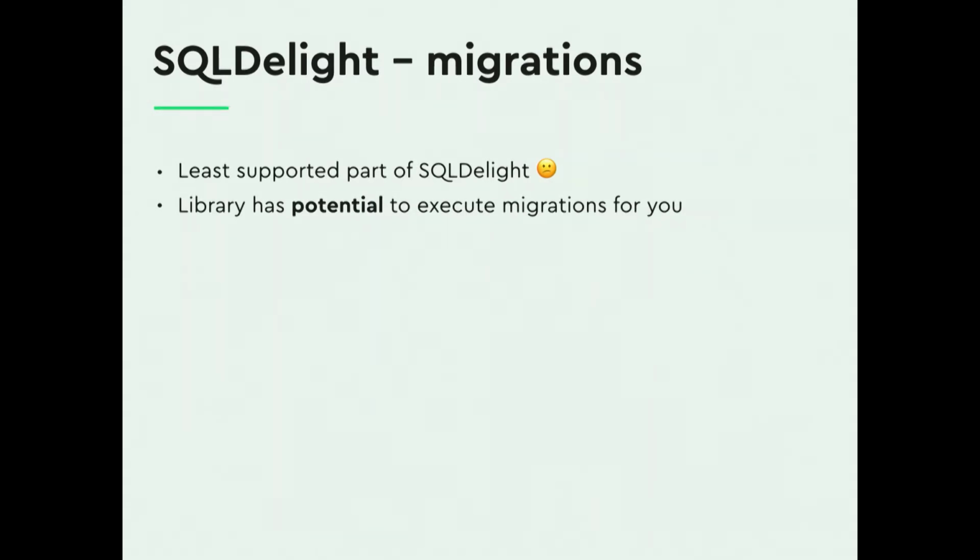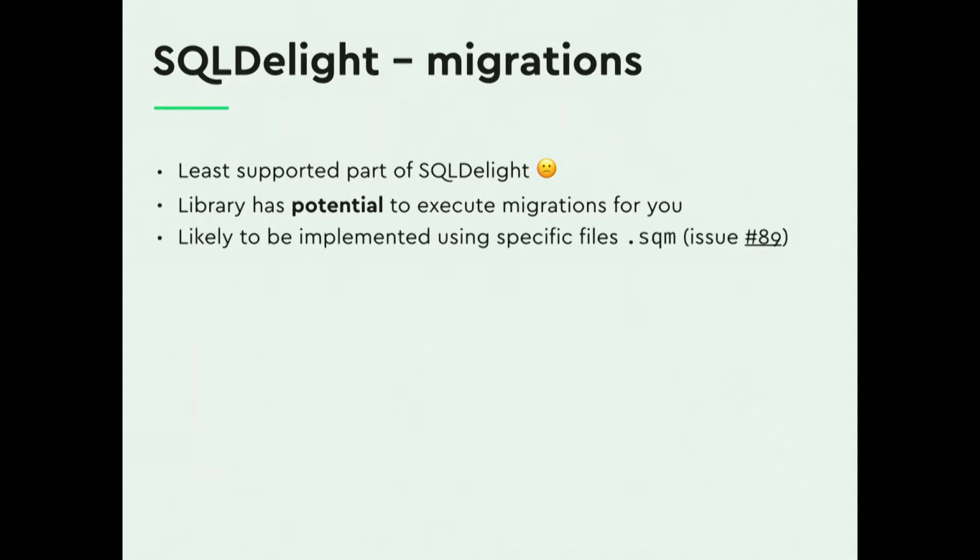And there is an issue on GitHub that Jake Wharton has been talking about, implementing this as specific files, because technically speaking, the .sq file is bound to a table, so it doesn't really make a lot of sense to put your migration statements there. So they're thinking about creating this new special .sqlm file, but it's still just planning.